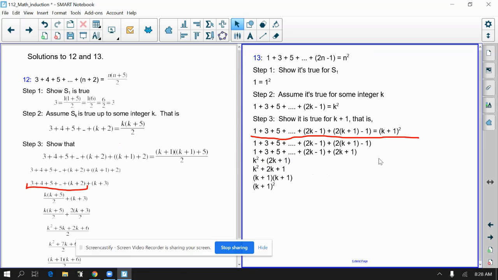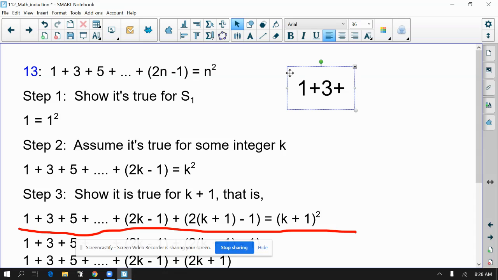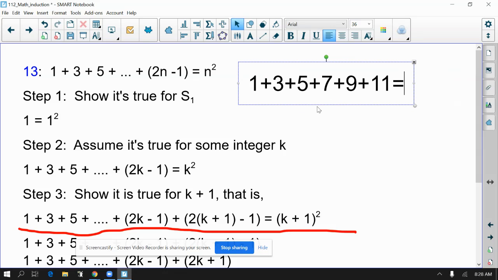Number 13 was a little bit more simple, I believe. You're adding the odd integers. And this is really interesting. If you add the odd integers, it equals a square. Let's just check that out. So if I take 1 plus 3 plus 5 plus 7 plus 9 plus 11, first of all, that's 6 numbers here. According to this, it should equal 36 because 6 squared is 36.